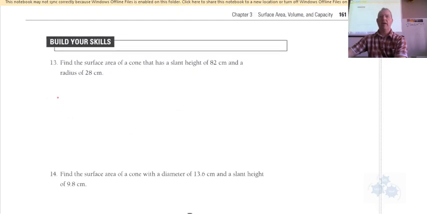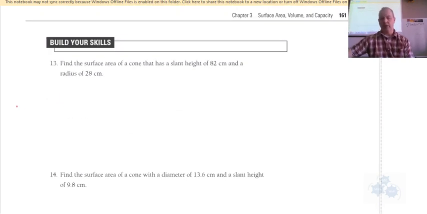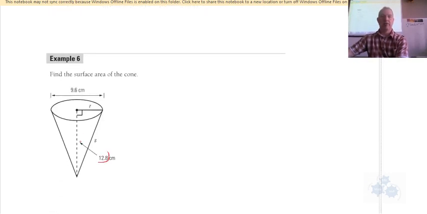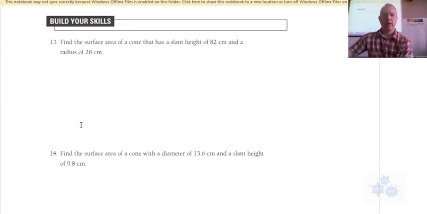I think you can finish off all the rest of the Build Your Skills after this one, because you know how to do the Pythagorean theorem one. They just give you h here. They're trying to trick you in this one. They're saying, "I'm going to give you the height." What do you do now? Well, you guys know what to do. Pythagorean theorem, right? So let's do number 13 together.